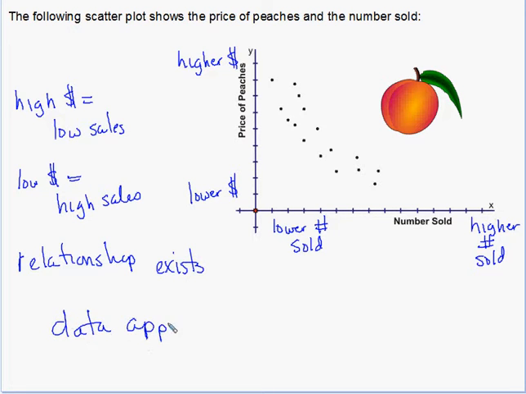At first the price was really high, but you can see the sales are low. And then down here, when the price gets low, the sales have gotten higher.